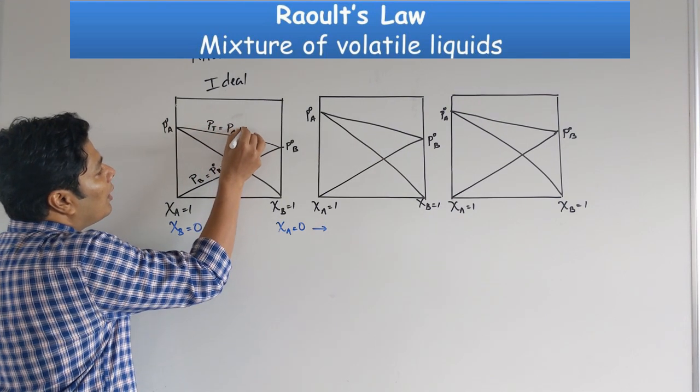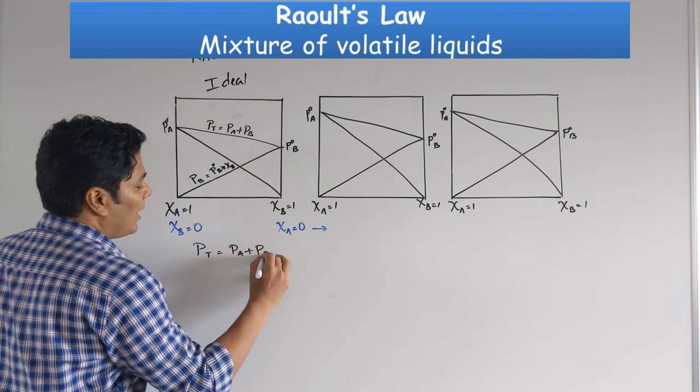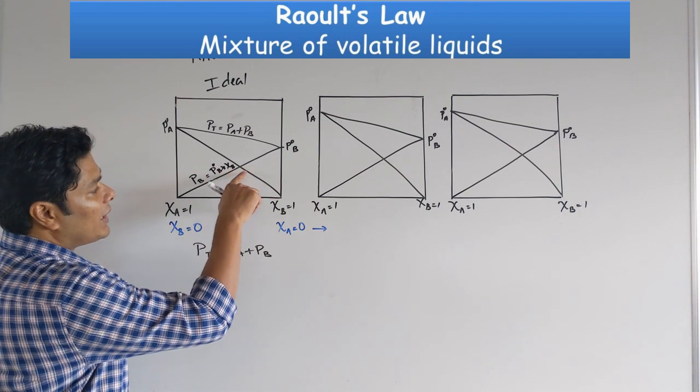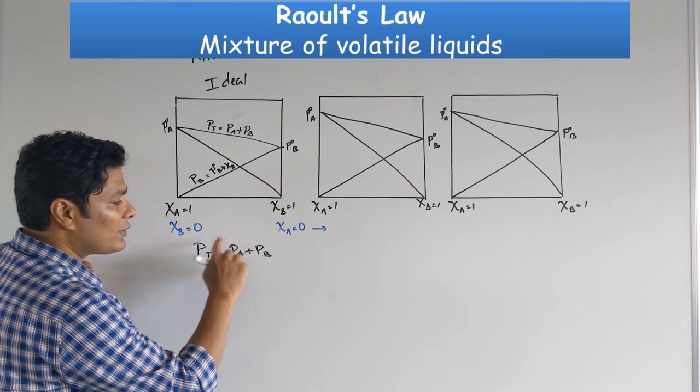equals PA plus PB, and we just saw this can be written as P naught A chi A plus P naught B chi B, we saw the derivation itself. So this is behaving by Raoult's law.